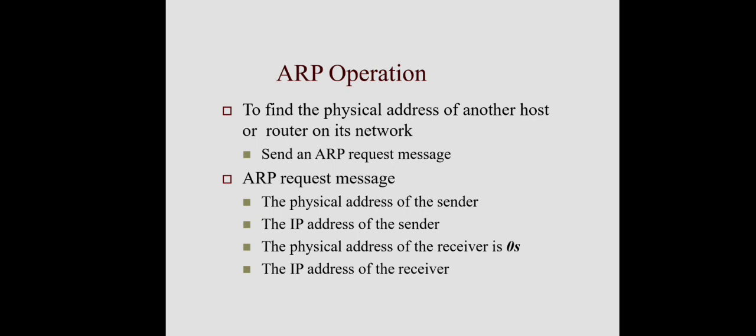So the ARP operation is as follows: to find the physical address of another host or router on its network, it will send an ARP request message containing the following address fields. The physical address of the sender will be mentioned there. The IP address of the sender also will be mentioned. And then we should know the physical address of the receiver, right? We don't know it now, so it will be filled with zeros. And the IP address is known, so this IP address also will be there in the ARP request message.